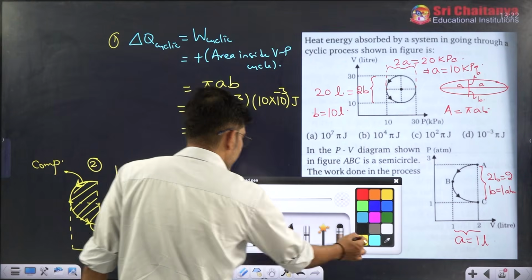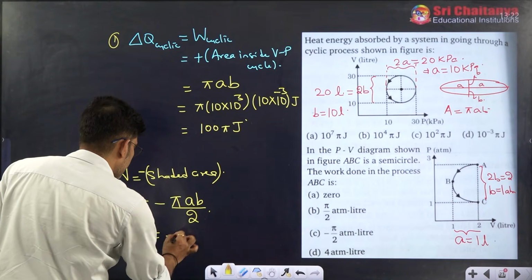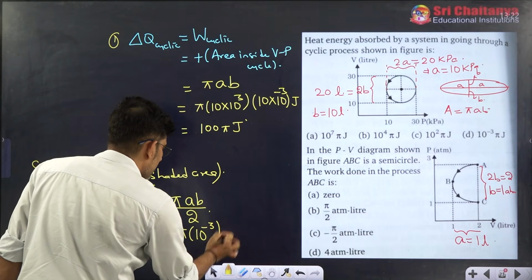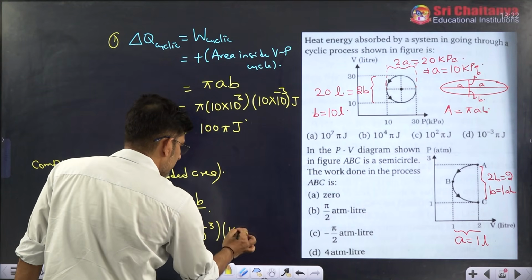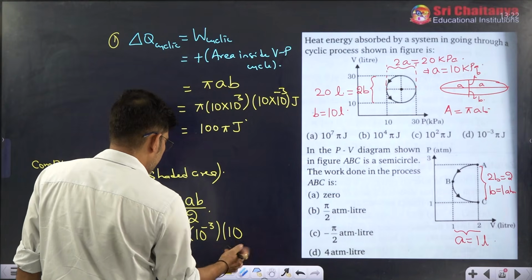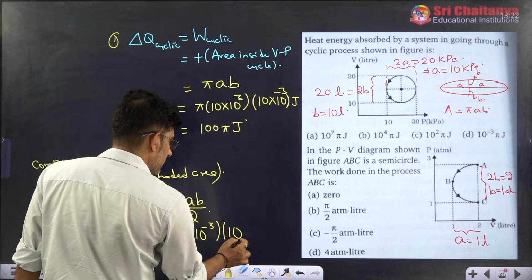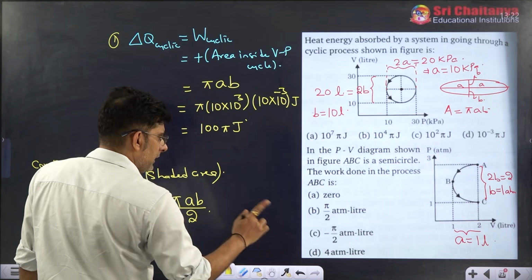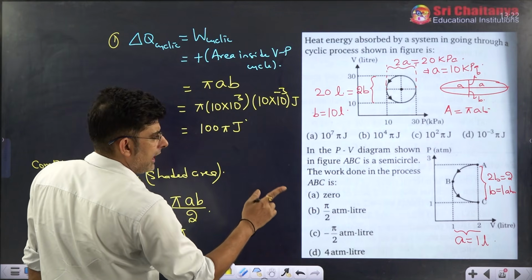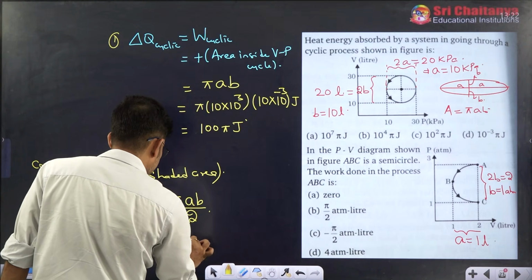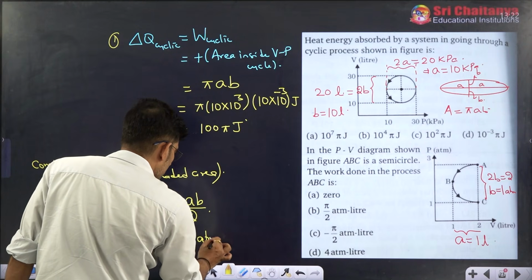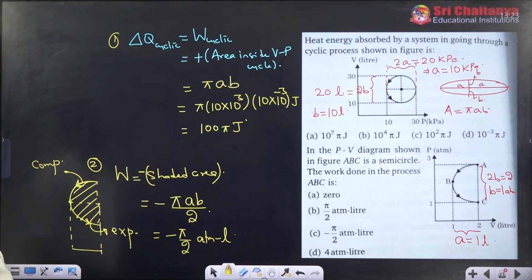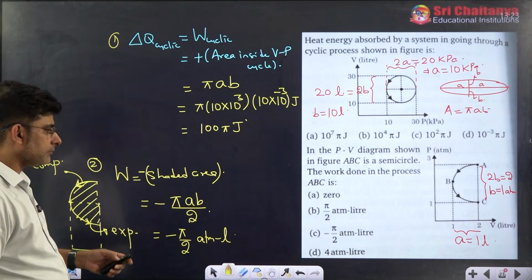So we will substitute the value, which will be minus pi. A is 1 liter, 10 to the power minus 3. B is 1 atm, 1 atm is 10 to the power, acha, they are asking in terms of atm and liter only. So I'm sorry, we will not change. So we'll keep it like that only. Pi, A is 1 and B is also 1. So minus pi by 2 atm liter. So minus pi by 2 atm liter, this will be the answer. I hope it is clear.